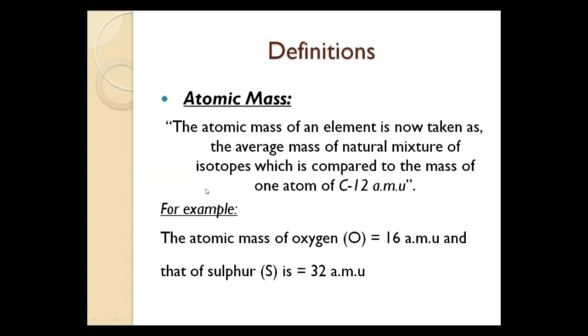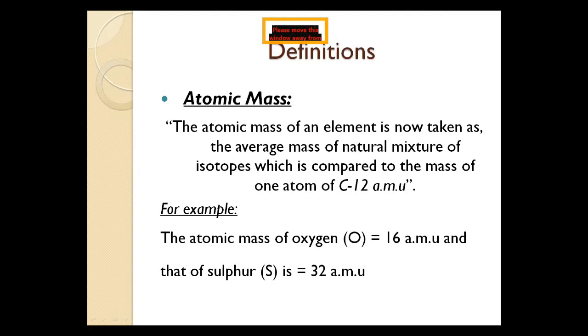We have the term isotope. It can be defined as elements having the same number of protons but a different number of neutrons. What is an isotope? Having the same number of protons but a different number of neutrons. Natural mixtures of isotopes occur for different elements, but not all elements have isotopes, which is compared to the mass of one atom of carbon-12.